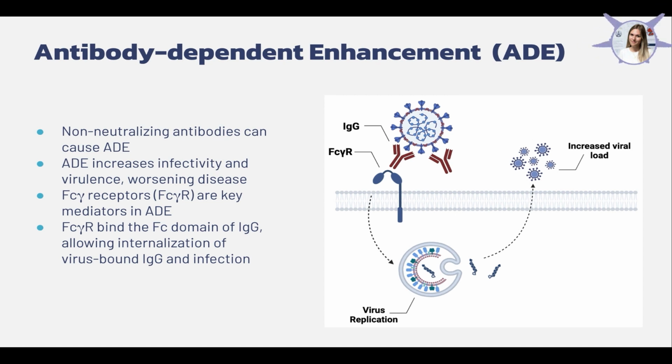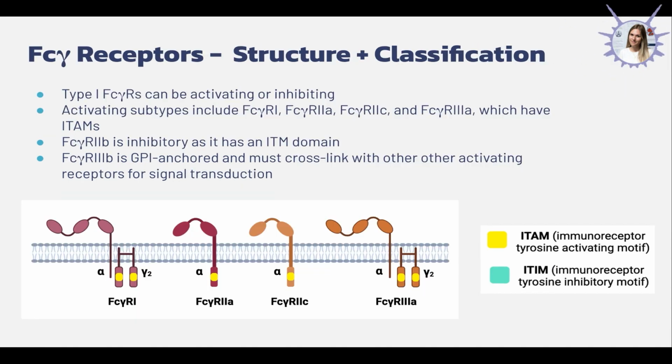They heighten infectivity and virulence by facilitating viral entry and host cell infection. ADE was first reported in dengue virus infection in 1973, with Fc gamma receptors since being linked as key mediators. Fc gamma receptors are surface receptors which bind to the Fc domain of IgG molecules, allowing for internalization of virus-bound IgG and associated infection. Canonical type 1 Fc gamma receptors can either be activating or inhibitory.